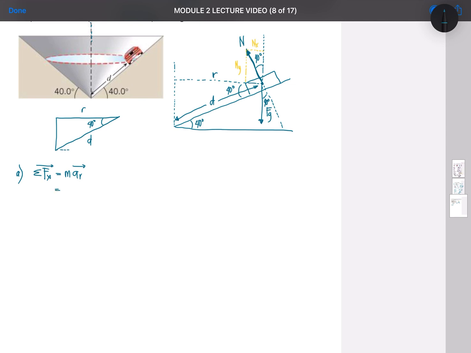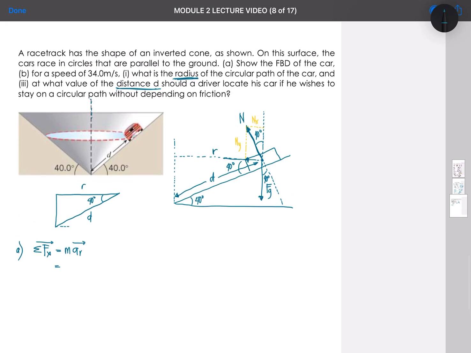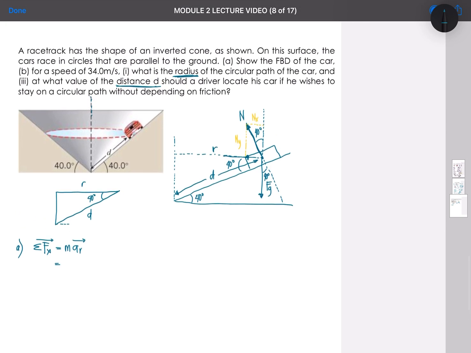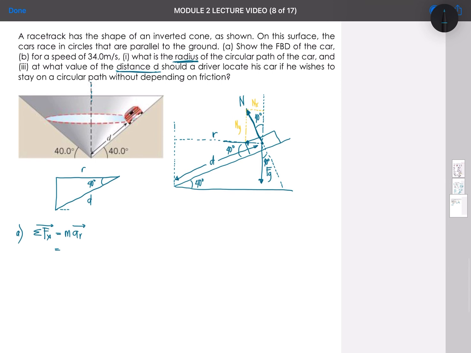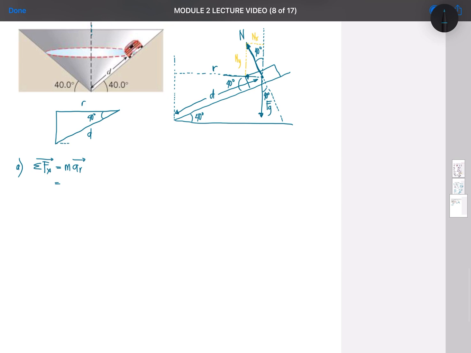Okay? And so what are the forces acting? Ano yung forces na nag-act papunta dun sa center natin? Ito siya ay yung R, papunta dun. Okay, so what are the forces acting on R? And so, since wala tayong friction, and it says there in the problem, without depending on friction. So basically, there's no friction on the racetrack.